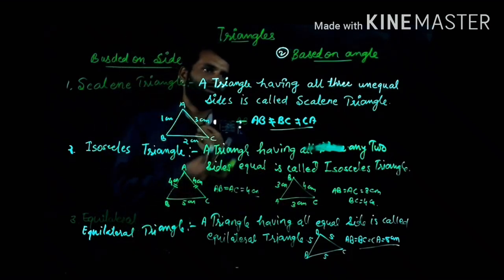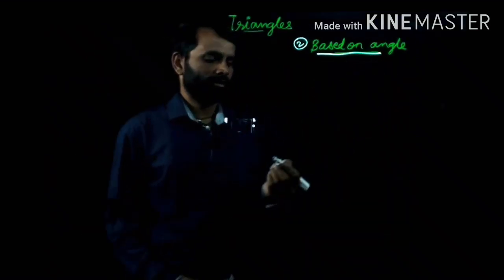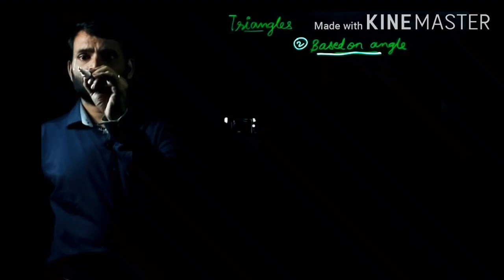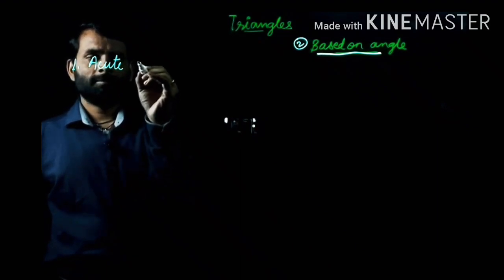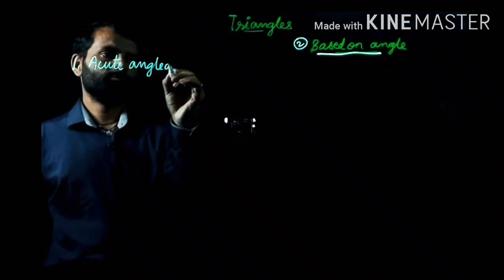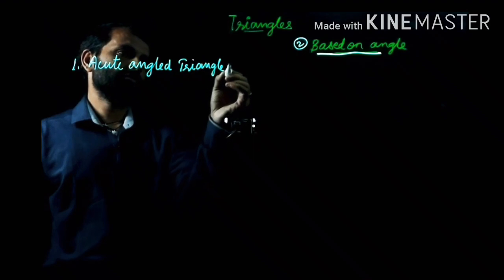Now second is based on angle. Based on angle means the name of the triangle is based on its angles. So the first name is acute angled triangle.